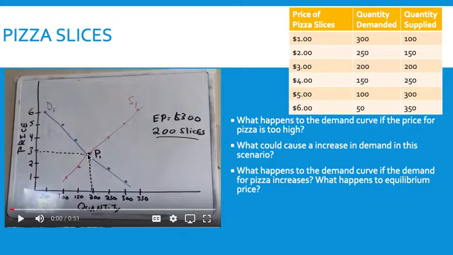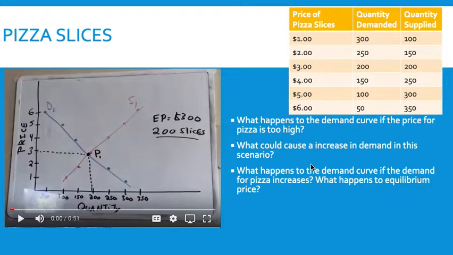If we were to say what happens at $4, we just move along the demand curve to the $4 mark and see that 150 people demand it, and at $5, that 100 people demand it. So whenever there's a price change, remember ceteris paribus, there's no change in the demand curve. We just move along the existing curve. But what could cause an increase in demand? So we think about what could cause, at all these different prices, all these numbers to go up. Remember the shifters of demand.